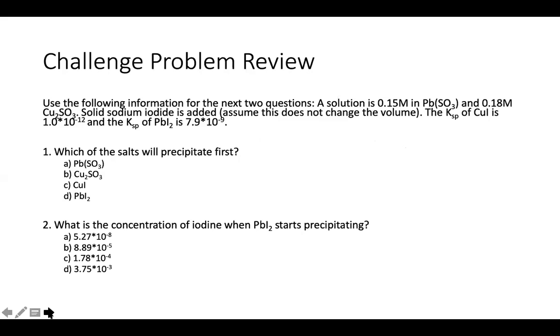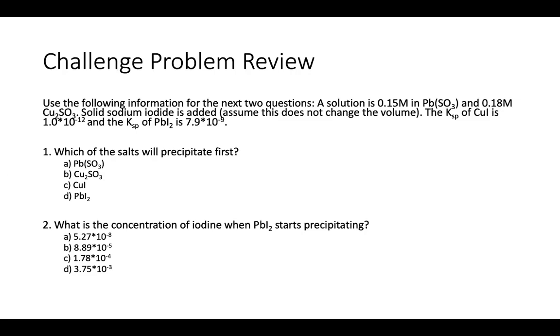Okay, so all of them have to do with chapter 16, but this first one's a pretty classic multiple choice question relating to chapter 16 and selective precipitation. Right, so we have a solution that is made of lead sulfite, right? It's 0.15 molar of that salt, and then 0.18 molar of copper sulfite.